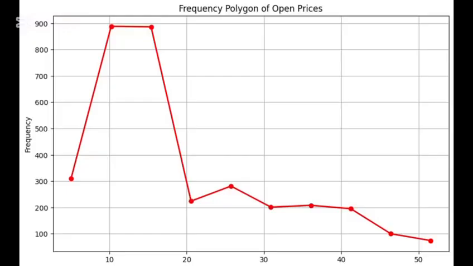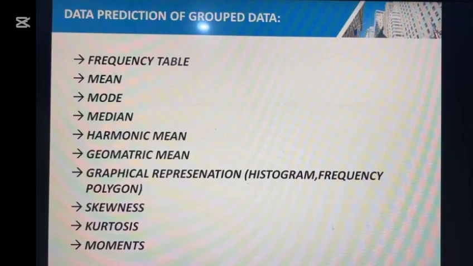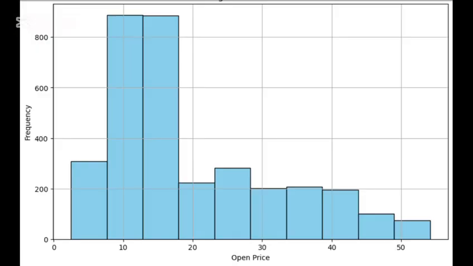We prove the positive skewness using a frequency polygon. We can see that the tail of the data is on the right hand side, that is positively skewed. Then we find the same statistical measures for grouped data using the statistical formulas of grouped data. So let us begin with the histogram of open prices.